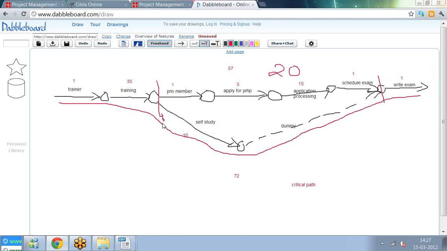Whereas here, what is the duration of this much? 35. So 35 minus 20 is 15. So these activities cumulatively, if I delay them by 15 days also, your project will not slip. Your project will get over in 72 days. Whereas if this activity slips, the project will slip. Whereas these three activities, PMI membership, apply for PMP, application processing, and schedule exam, even if collectively they slip by 15 days, your project will still not slip. It will get over on time.